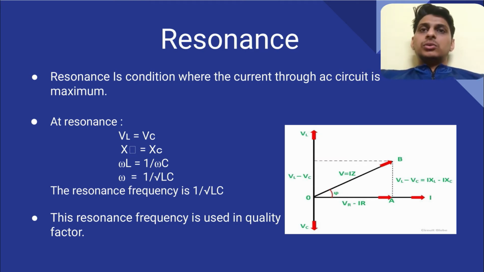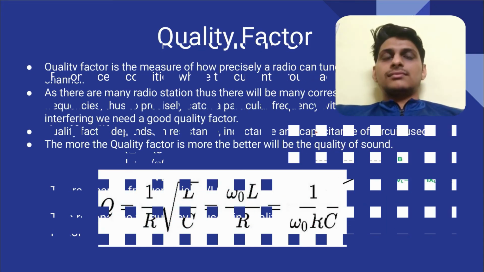So what is the resonance phenomenon and what happens at resonance condition? So resonance is a condition where the current through the AC circuit is maximum. As we can see in the phasor, what happens at resonance is the voltage across inductor and capacitor becomes equal, which implies the reactance of both will become equal, which will give us the formula of resonance frequency, which is 1 upon root LC. So what is this resonance frequency? We will see in the next slide. This helps us in determining the quality factor of a radio.